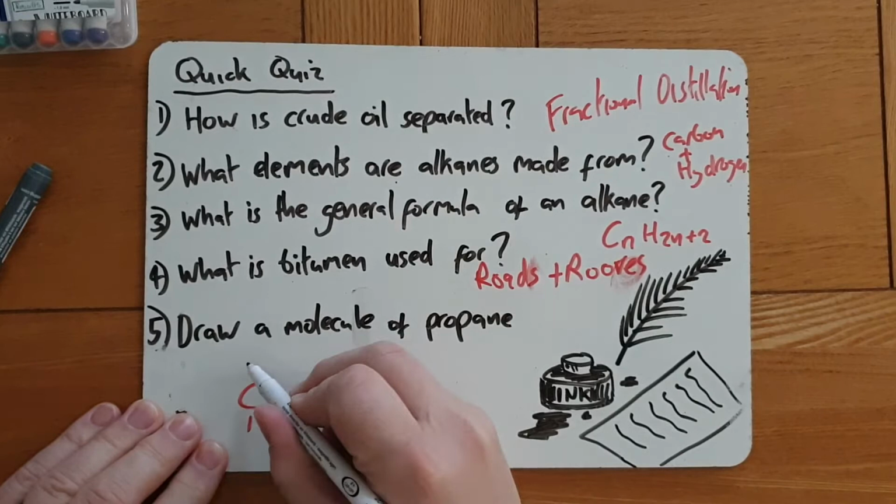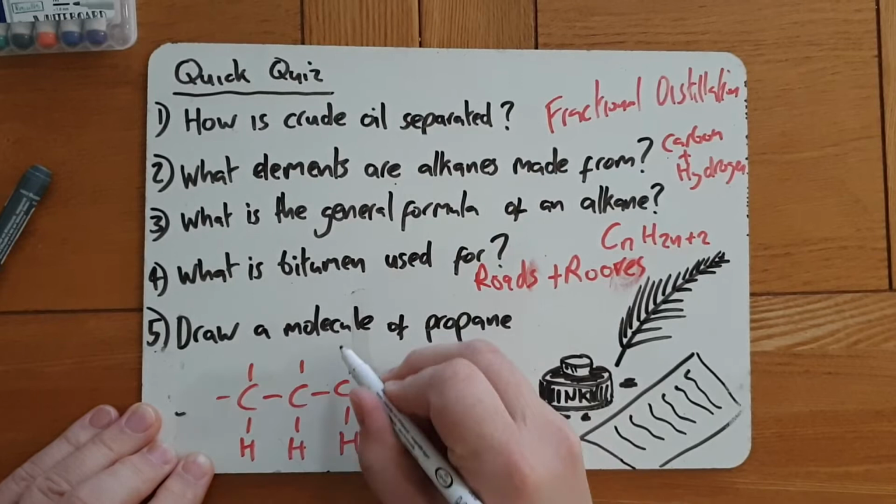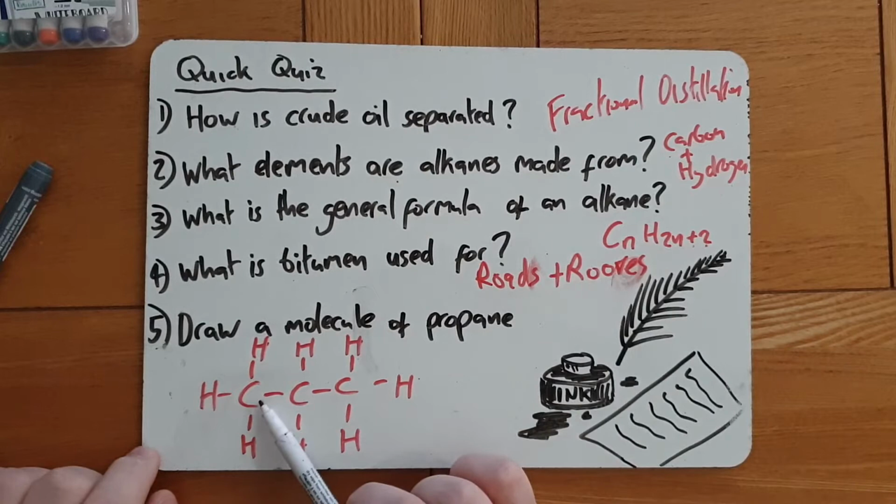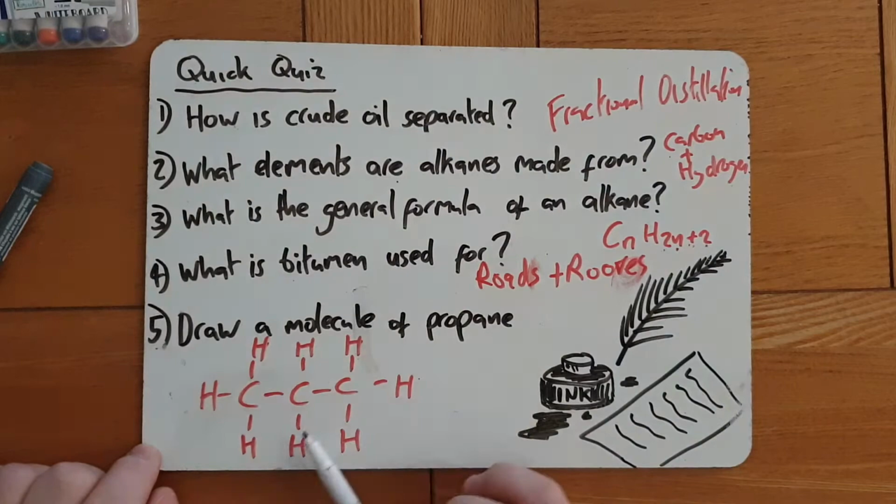Three carbons with eight hydrogens. I will go through this a bit later in this video, but if you look up here, CnH2n+2. If n is 3, because there are 3 carbons, then 2 lots of 3 is 6, plus 2 is 8. 1, 2, 3, 4, 5, 6, 7, 8. So that's where this comes from.